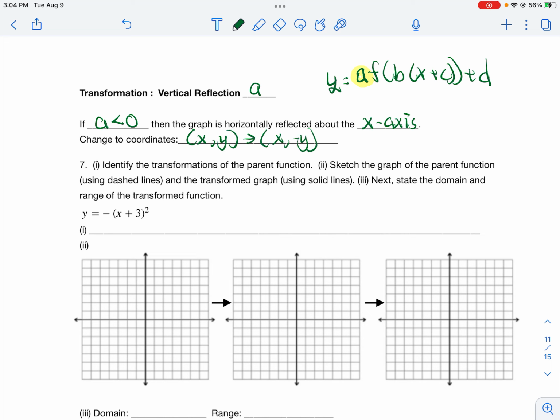Again, horizontal is changing. Well, that should not be horizontal, it's vertical. Because vertical is changing the y values. Horizontal changes the x values.